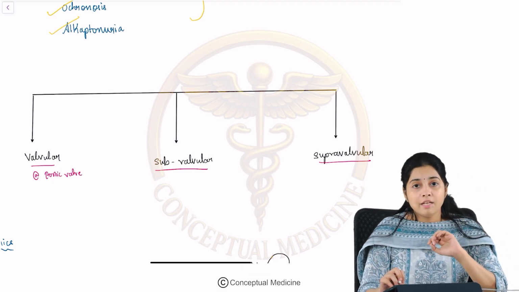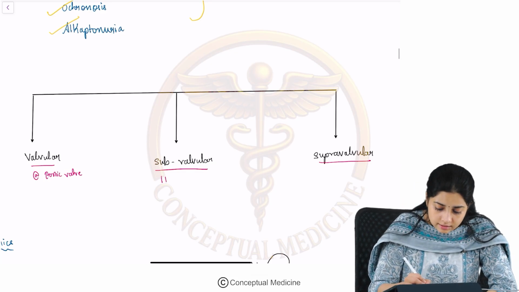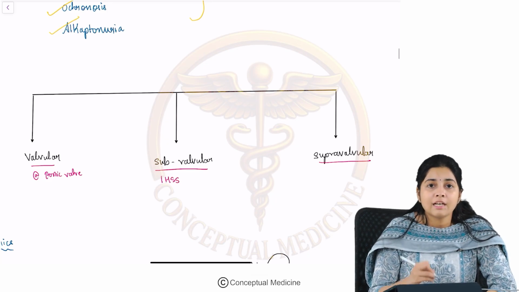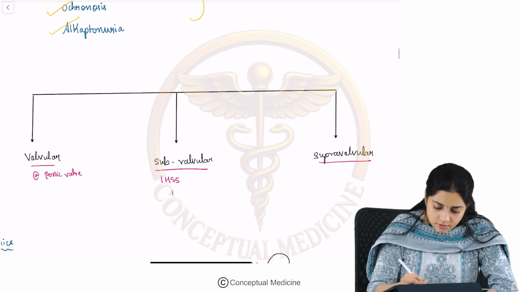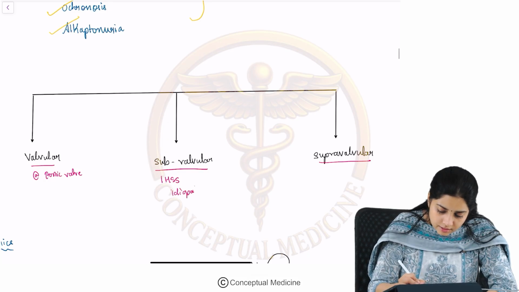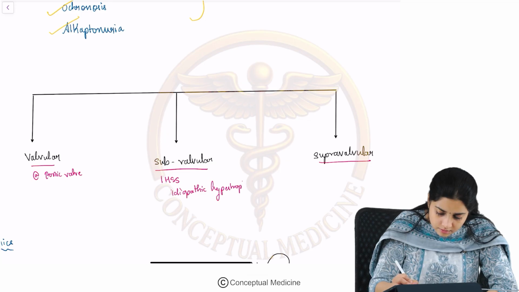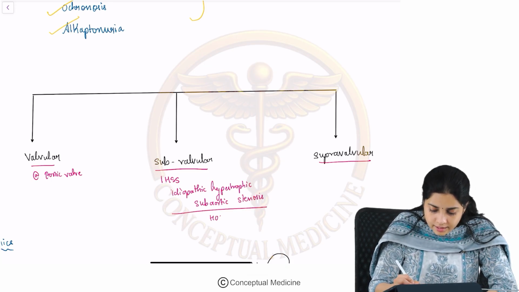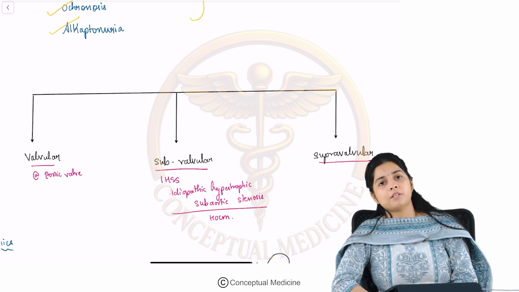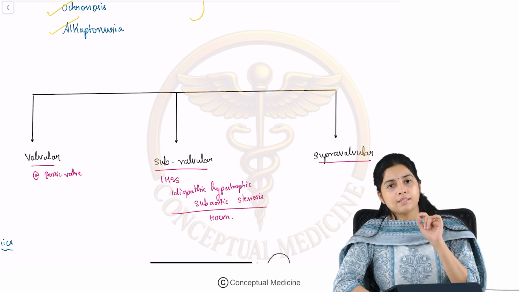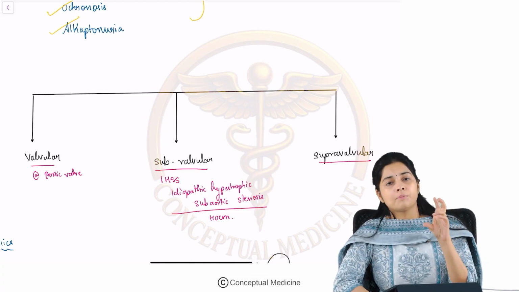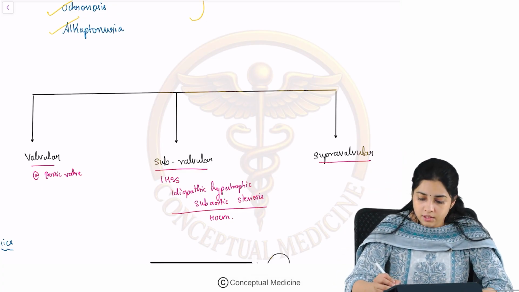Subvalvular, where have you heard that? This is nothing but your idiopathic hypertrophic subaortic stenosis, which is also referred to as HOCM, or hypertrophic obstructive cardiomyopathy. So, this results in a subvalvular obstruction, an obstruction below the level of the valve.